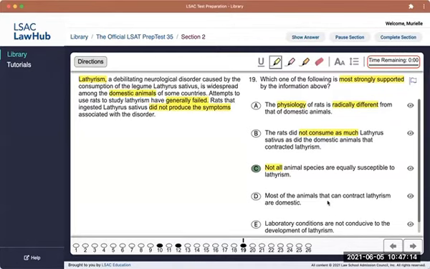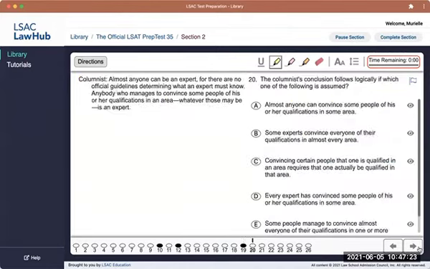So yeah, I would go with C here, and C is the correct answer. If you'd like more in depth on any of these answer choices, let me know.